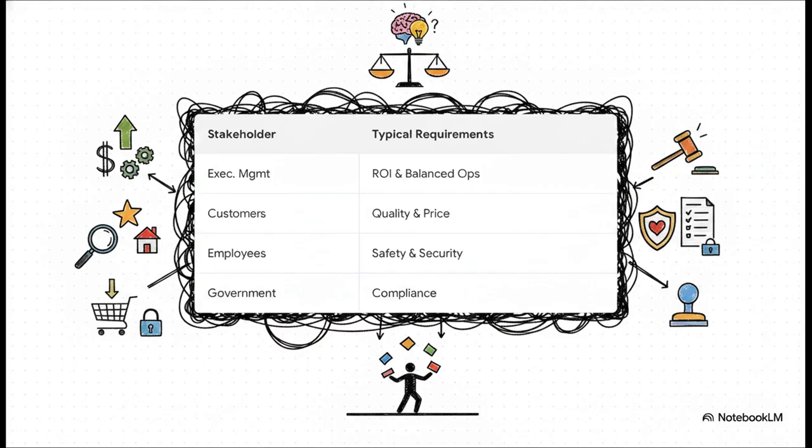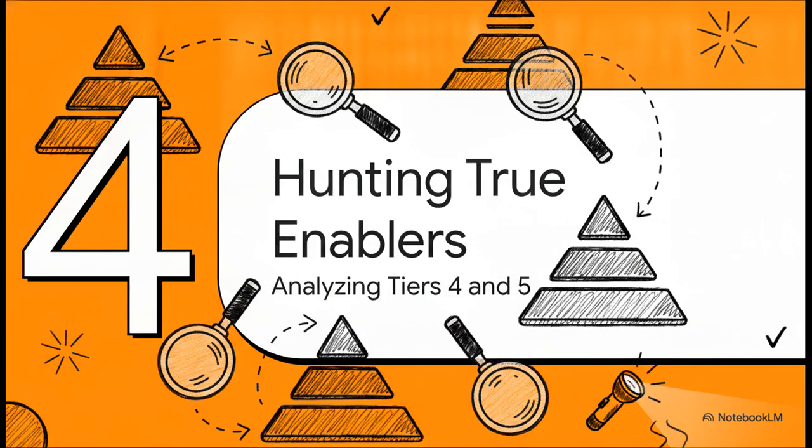Honestly, if an employee is failing, it might simply be because the stakeholder requirements are totally at odds. So, if the workers know what they are supposed to do and skills aren't the problem, what is actually causing the performance gap? This brings us to Section 4, hunting the true enablers.